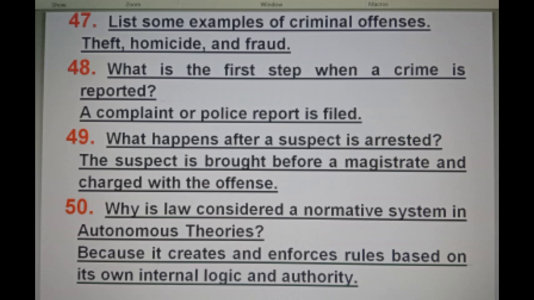Why is law considered a normative system in autonomous theories? Because it creates and enforces rules based on its own internal logic and authority.